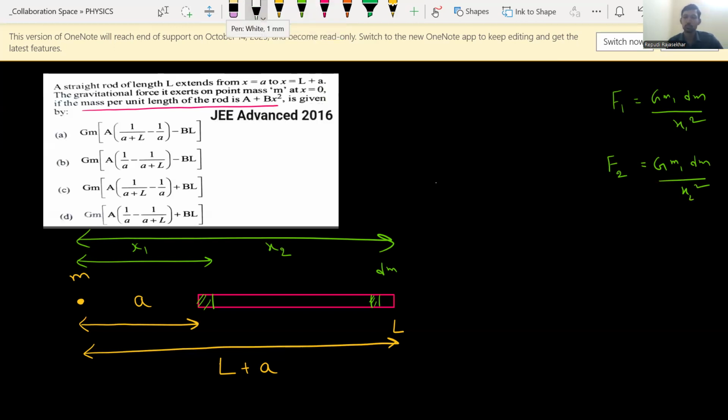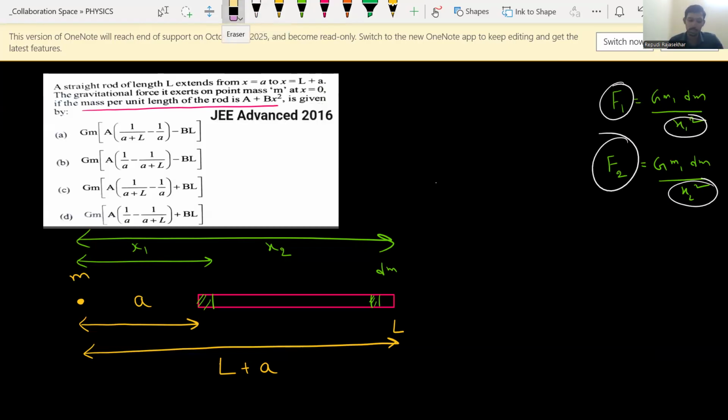Now you just observe. Here x1 is different, here x2 is different. If x1, x2 are different, then F1, F2 are also different. So we cannot say which is the force acting on the particle. Individual elemental masses are applying different forces on the given point mass. So the direct formula is not applicable. Then what is the process? Only process is integration. We need to do integration here.